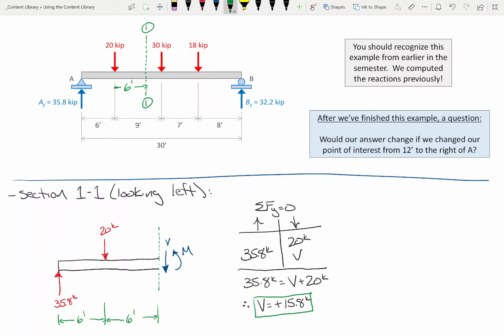So we'll say summing moments. So notice how I'm saying summing moments at the cut equals 0. And I put a little arrow here saying I'm looking to the left. If you want, you could say summing moments at section 1,1 if you wanted to do it like that. I usually just write cut, but either one's fine. I don't care. So summing moments at the cut equals 0.